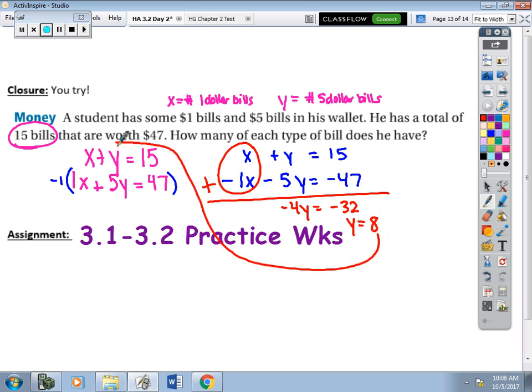Plugging the 8, I would choose to plug it back in here. 15 minus 8 will give me that X is 7. So that means that we have 7 $1 bills. And we have 8 $5 bills.